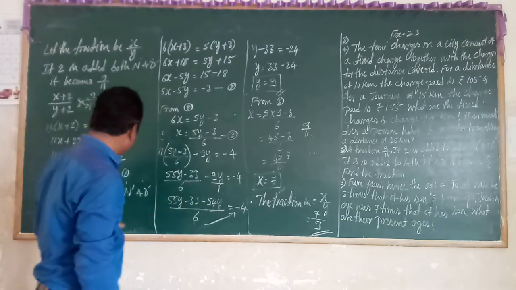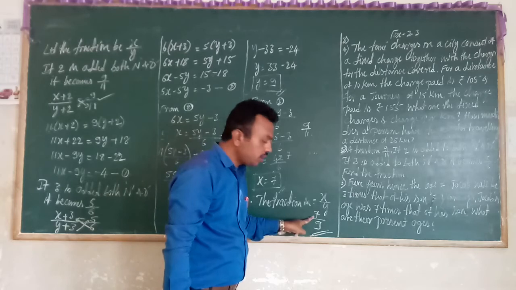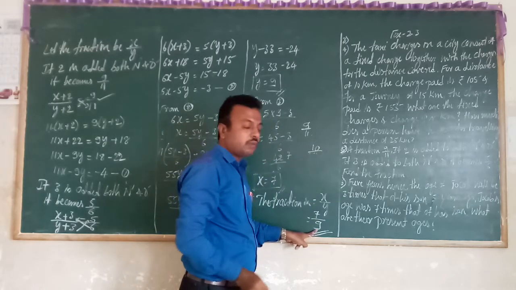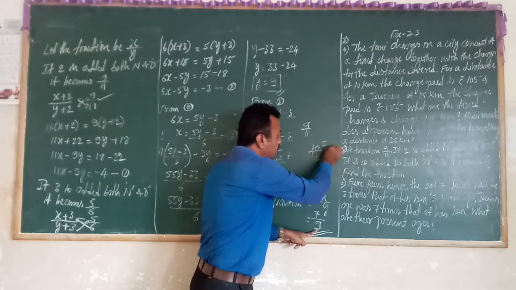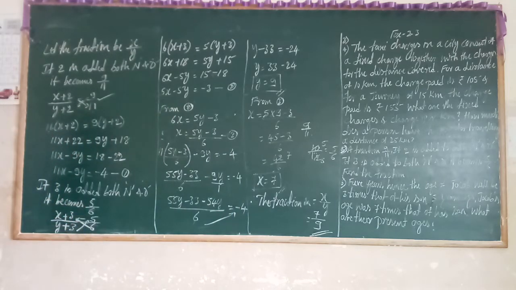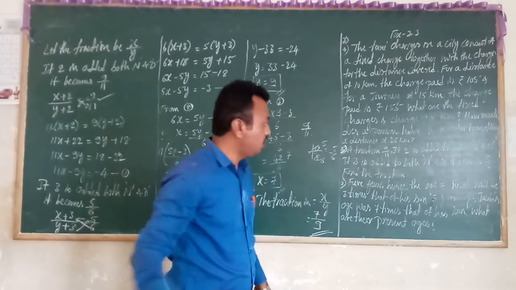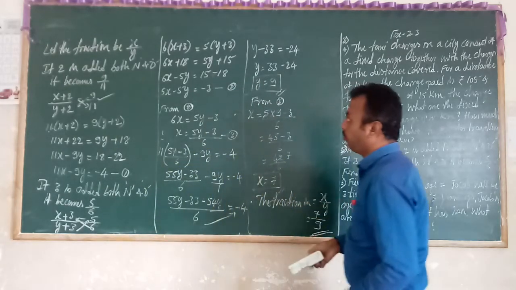Second condition, if you add 3 to both the numerator and denominator, 7 plus 3 becomes 10, divided by 9 plus 3 becomes 12. So the simplest form is 2 fives are 10, 2 sixes are 12, it becomes 5 by 6. Is it 5 by 6? Yes, 5 by 6. Understood? So our answer is correct. Can you understand? So like this you have to solve it. It's a very important question. So you have to practice at home properly.